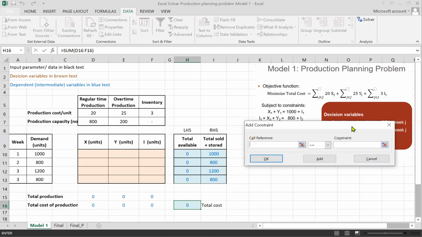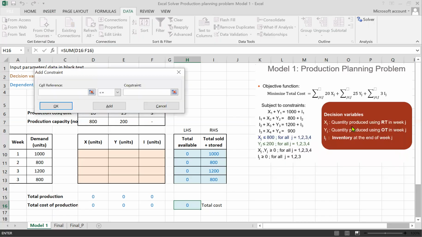The balancing constraints, the mass balance constraints: total availability must be equal to total demand. That's it, that simple formula. Add. So the first four constraints we have done.